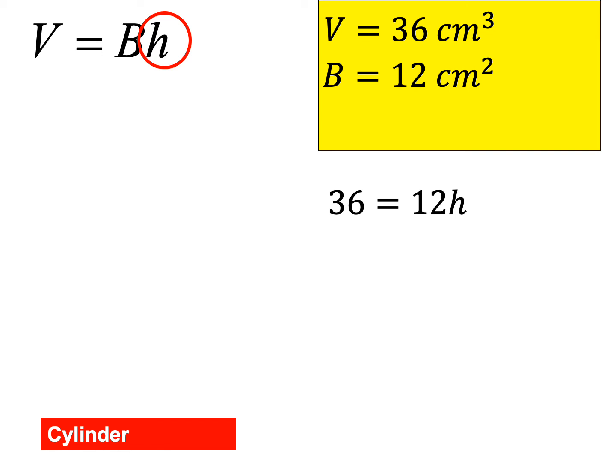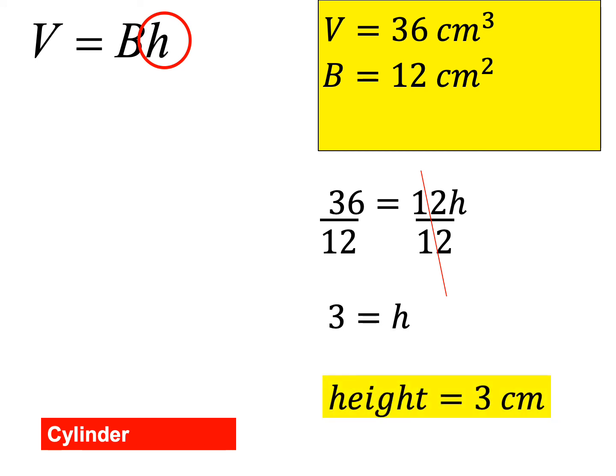Okay, Winter, what do you think? Yeah, that's right. All we got to do is divide both sides by 12, and we're done. Okay, the 12s cancel, and 36 divided by 12 is 3. So let's see, what are the units? Centimeters. So we got 3 centimeters. We're done. And it wouldn't be cubed or squared because height is just a measurement of distance.